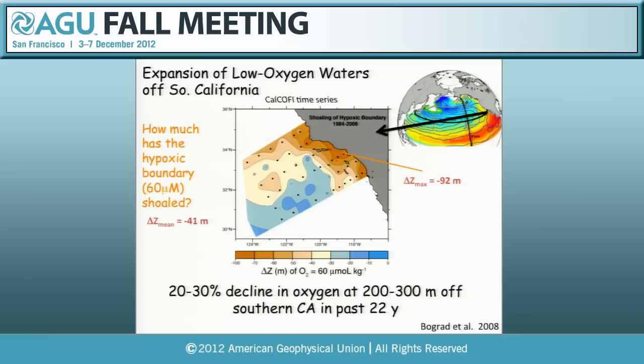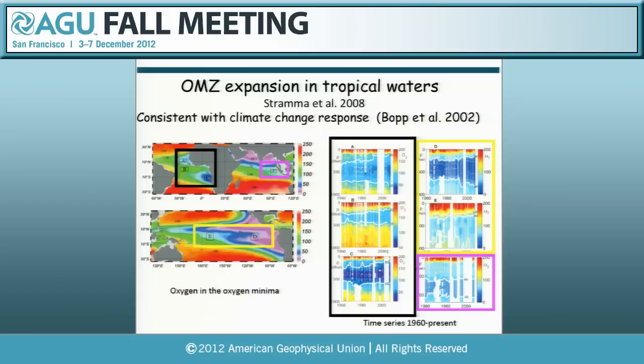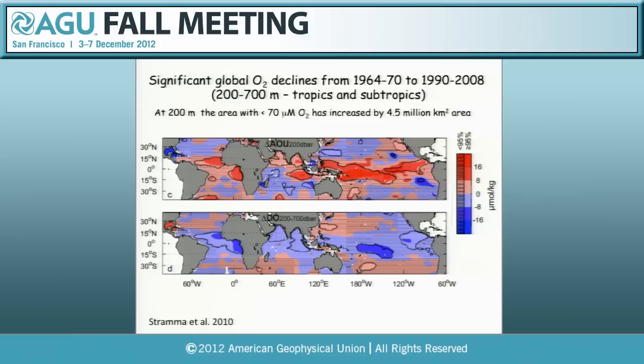Stramma et al. in 2008 produced a provocative paper that showed, at six stations with long-term oxygen data, that oxygen minimum zones are expanding. These are the blue areas you see here, and the upper and lower boundaries are shoaling and deepening. And that same group looked more synthetically at the ocean over many areas, and in fact this phenomenon is widespread between the 1960s and the 1990s and 2000s. There's been a significant decline in oxygen over this broad swath of tropical and subtropical waters.